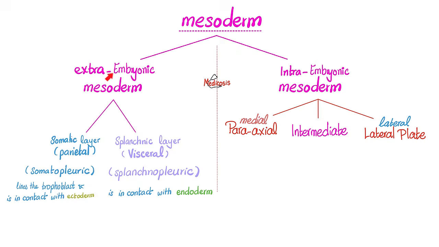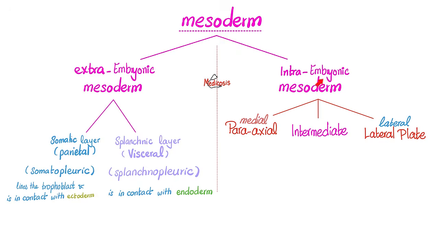The 2 categories of the extraembryonic mesoderm are the somatic layer and splanchnic layer. Somatic is parietal, splanchnic is visceral. So we can call the somatic layer somatopleuric and the visceral layer splanchnopleuric. If you've watched my neuroanatomy playlist, you will remember that the word visceral is synonymous with splanchnic, which is synonymous with autonomic. The extraembryonic mesoderm's parietal layer is in contact with the ectoderm, but the visceral layer that's near your guts, it's more visceral. So it's in contact with the endoderm.